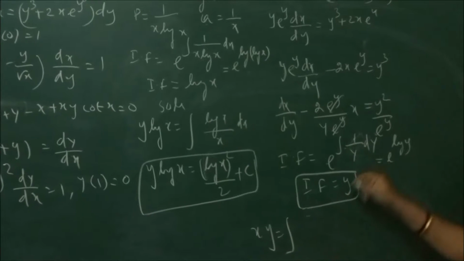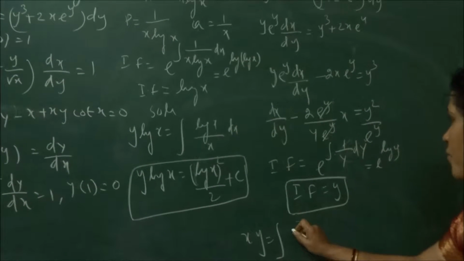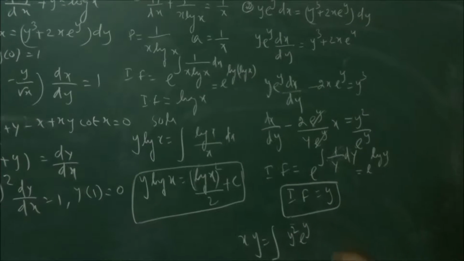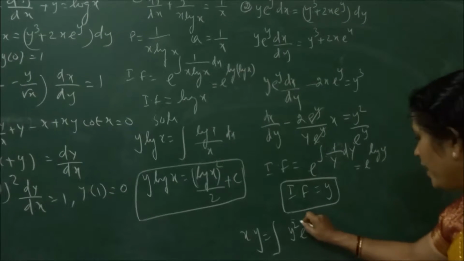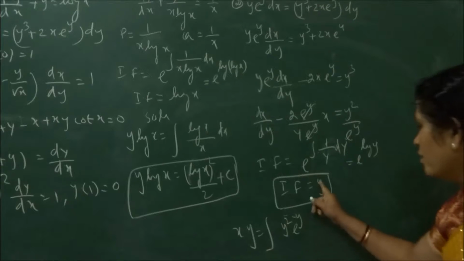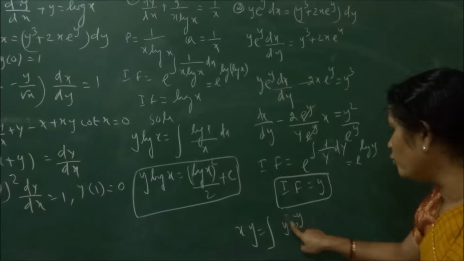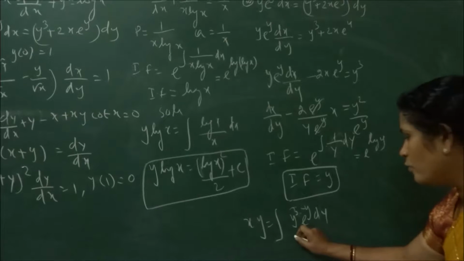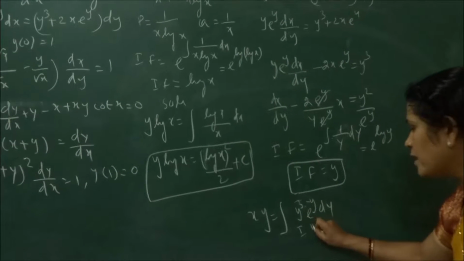x into the integrating factor equals integral of Q into the integrating factor. What is Q? Q is y^2 into e^(-y) into the integrating factor y. What is the integrating factor? e^(-y). I am taking this term to the numerator, and with the integrating factor the integrand becomes y^3 e^y dy. Of course by parts: this is the first function and this is the second function.